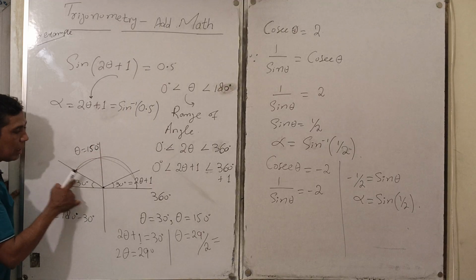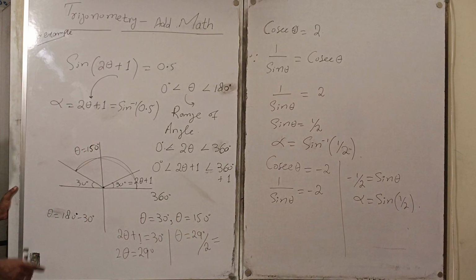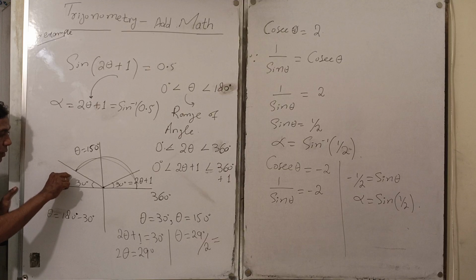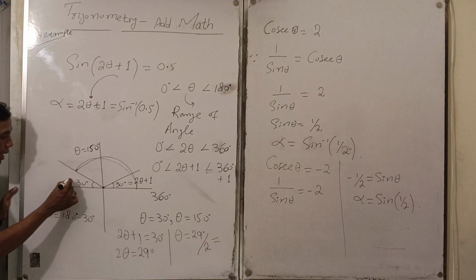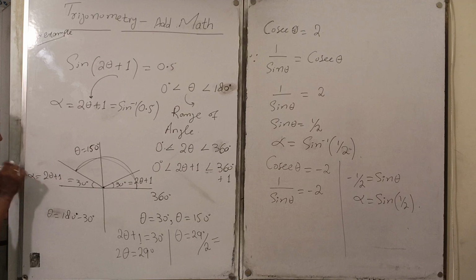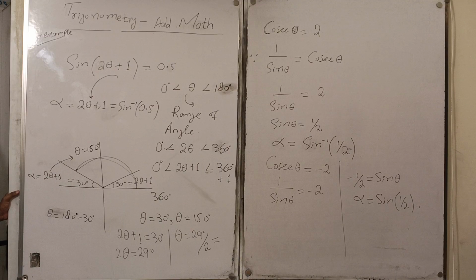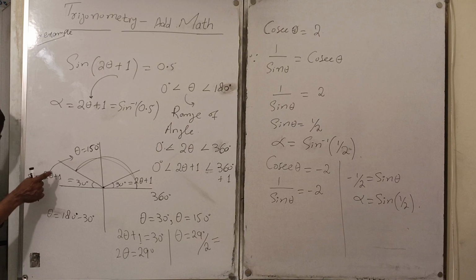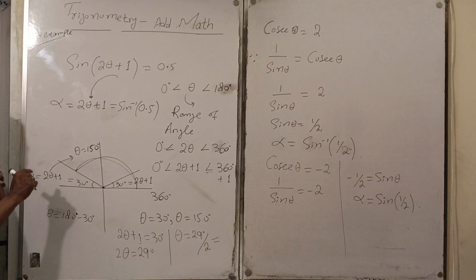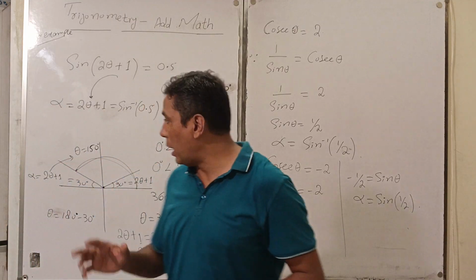And this theta is 29 over 2. So it means this is the value according to alpha. You have 2 theta plus 1, that is equal to alpha. So both thetas are not equal to each other. Clear? Both thetas are not equal to each other. This theta is a part of your alpha. It is the part of your alpha. Okay? So remember.